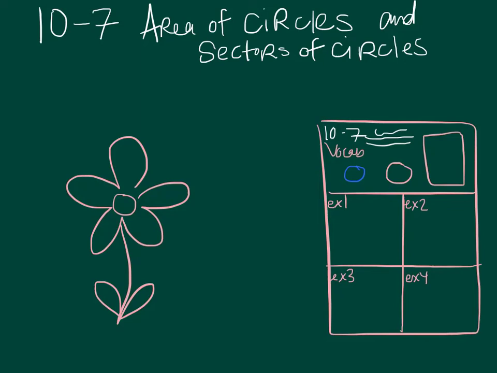Today's lesson is 10-7, the area of circles and sectors. So the area of circles and the area of sectors of circles. Your notes today are going to have vocabulary on the top and then 4 examples at the bottom.